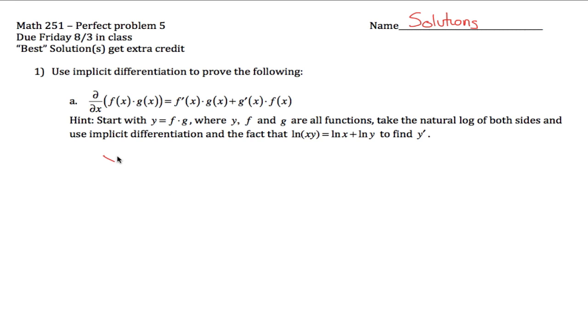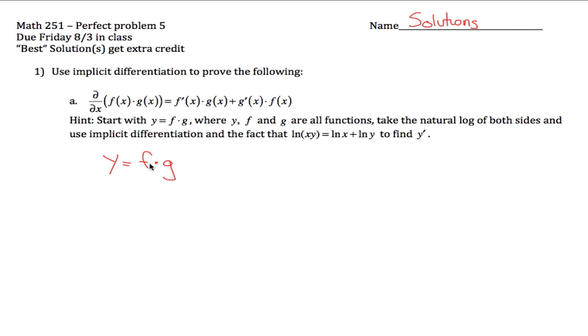So what we can do here, kind of following the hint, is it says start with y equals f times g. And just make sure you know that y, f, and g are all functions, right? F of x and g of x. And we can't just take the derivative of both sides right now because we don't know the product rule. It's what we're trying to come up with here.